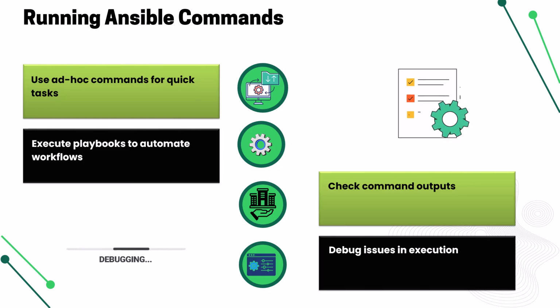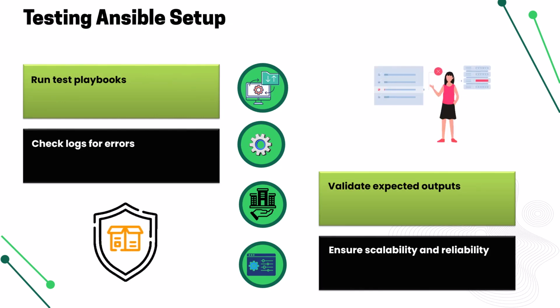Checking outputs is crucial. Nothing worse than running a command and wondering, did anything even happen? And debugging. Oh, that's like finding a missing sock in the laundry. Frustrating but totally necessary. Testing is where we make sure everything works before going live, kind of like a dress rehearsal. Running test playbooks, checking logs, validating outputs, all essential steps. And scalability. Imagine your favorite coffee shop handling 10 customers versus 100. Systems need to scale properly too.